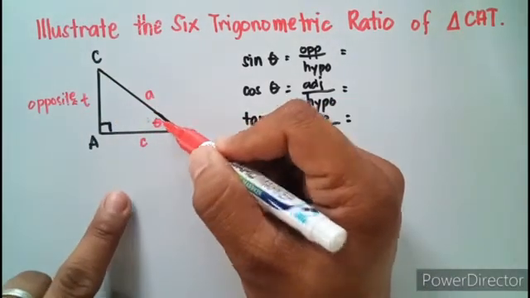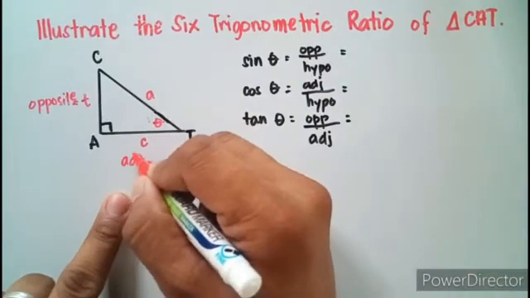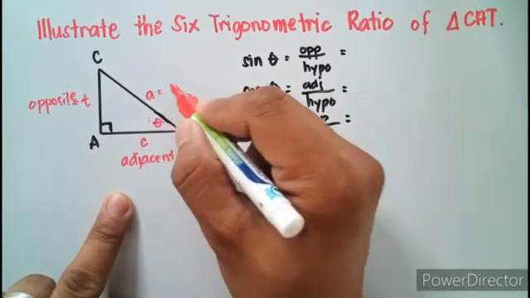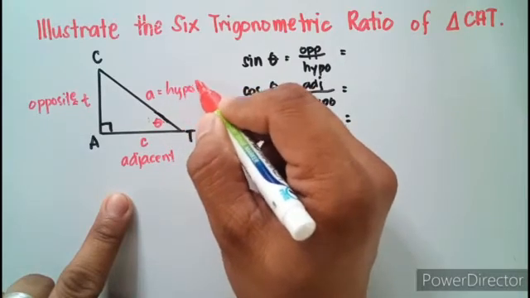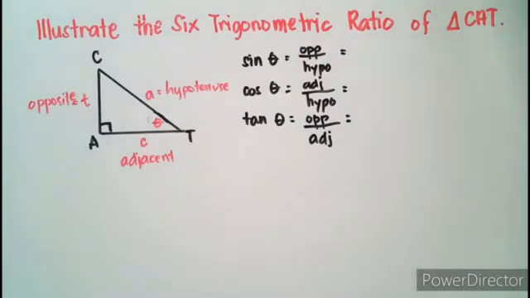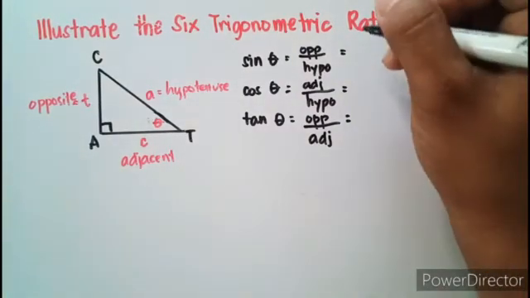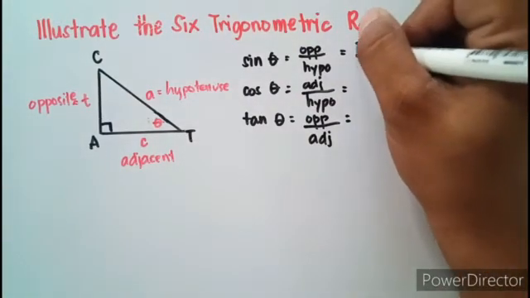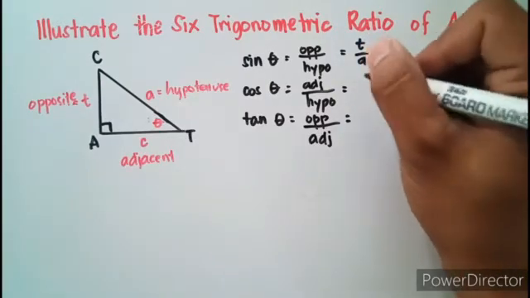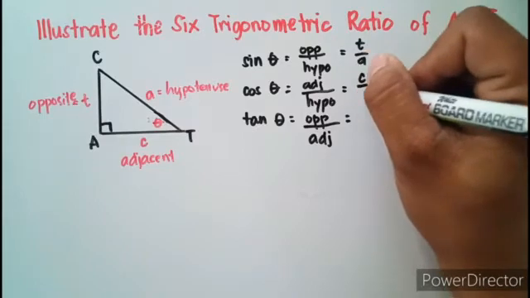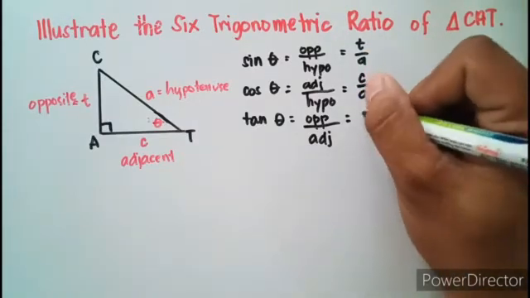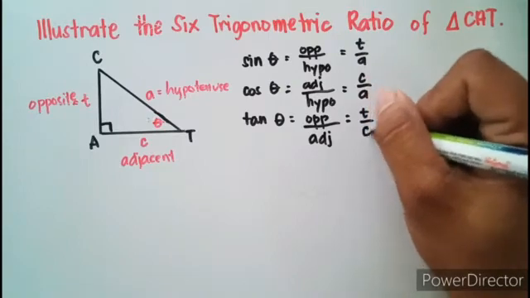Then, this is our angle. Our C is the adjacent. Then, our A is the hypotenuse. Okay. So, let's substitute. So, opposite is T over A. Then, cosine, adjacent, that is C over A. And for tangent, that is opposite T over C.